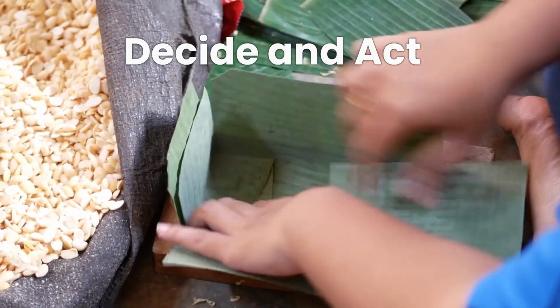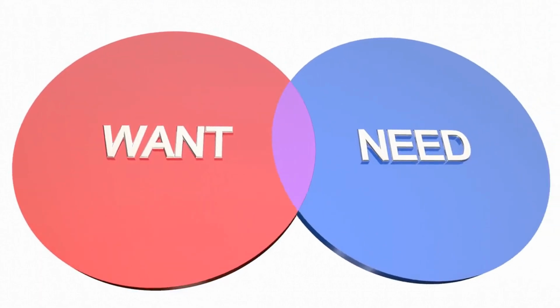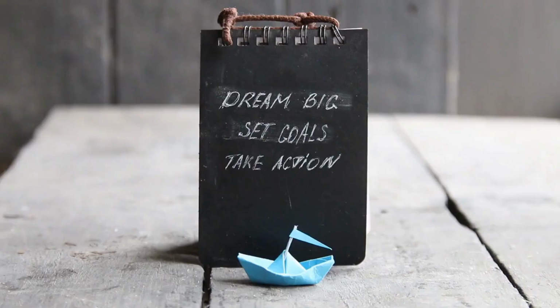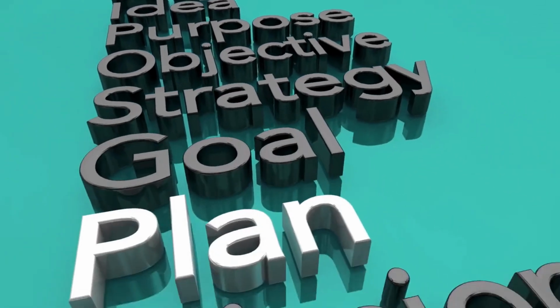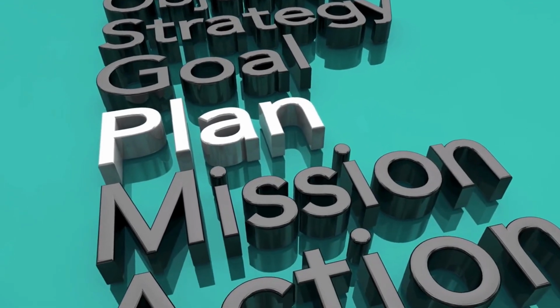Step 4, Decide and act. Once you've decided on a solution, it's time to decide and act. Make sure you understand what needs to be done and set specific goals for yourself. Create a timeline for achieving these goals and make sure you follow through.